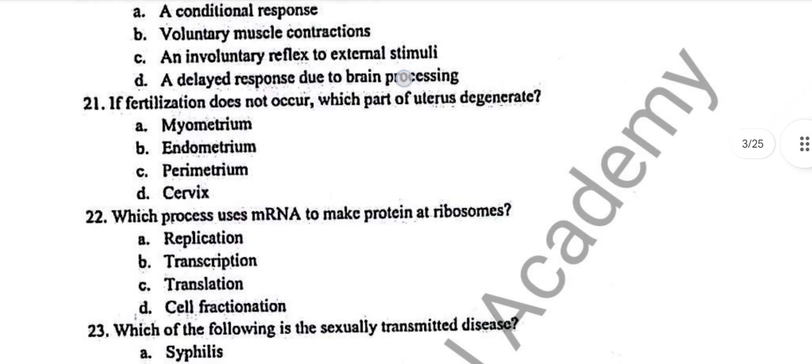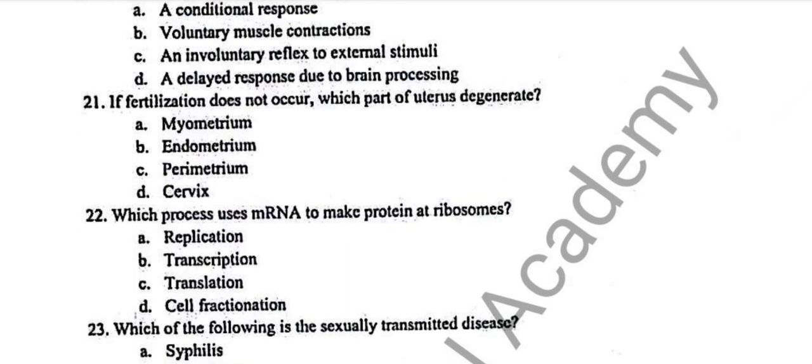Question number 21. If fertilization does not occur, which part of the uterus degenerates? A. Myometrium. B. Endometrium. C. Perimetrium. D. Cervix. And the correct option is B. Endometrium. In the absence of fertilization, the endometrium sheds during menstruation.